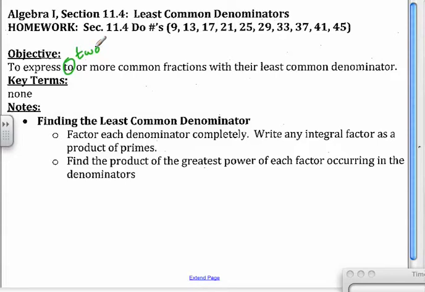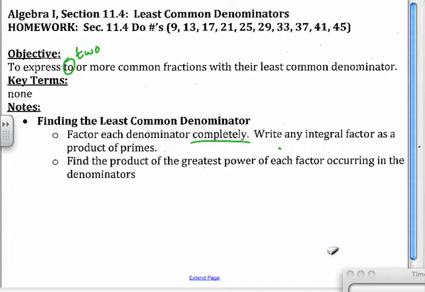Today we're not going to be adding them. We're just going to be trying to find out what their common denominator is. Okay? So, looking at this first one, it says factor each denominator completely so that all you have left are factors, things being multiplied by each other. Once you have factored it completely, and that includes any integral factors like 10, make sure you factor it down to 2 times 5. We're going to break everything down as much as we can.